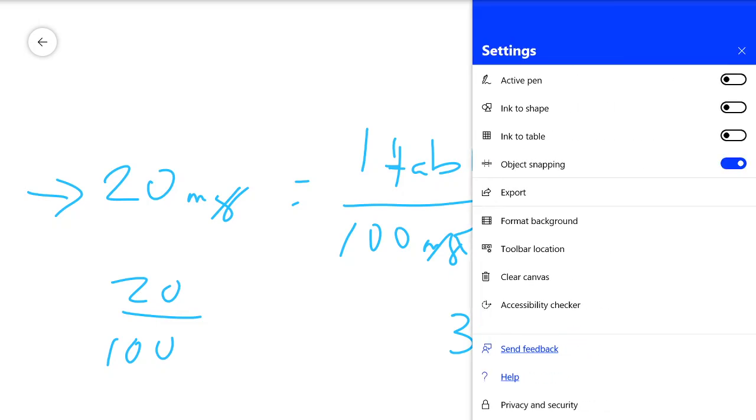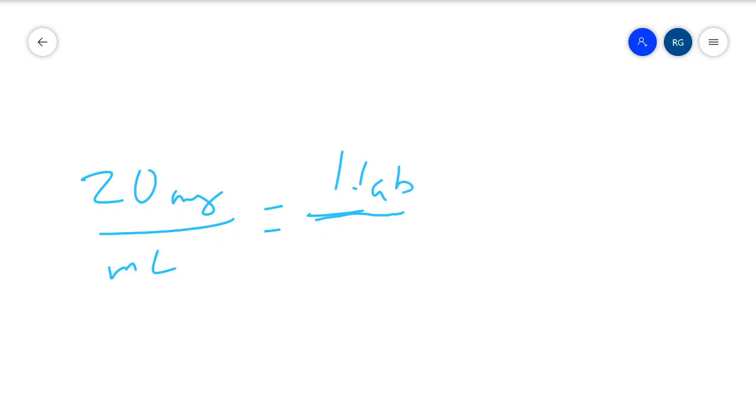Or, I mean, we do dimensional analysis. Let me clean this up. Okay, we're still on number 4. Order is for 20 milligrams per mil. And remember, all we're wanting is the tablets. So let's do one tablet is 100 milligrams equals 150 total mils.